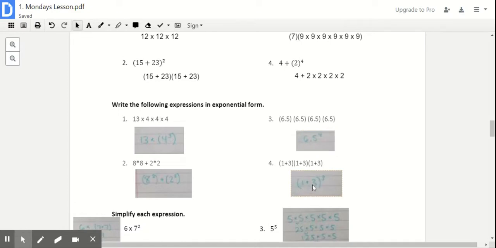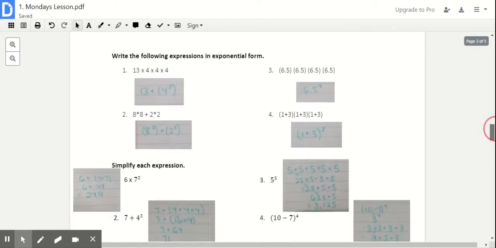Lastly, this is the same as having that group here. So instead of us solving here, we are writing it in exponential form. So we have 1 plus 3 in one group. And then we are multiplying this same group repeatedly 3 times. So our exponent is going to be 3.